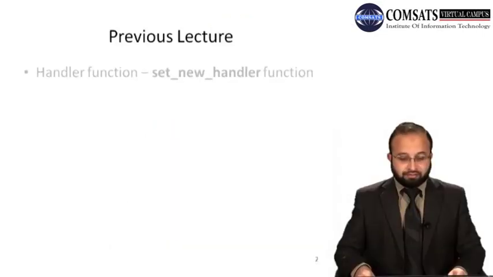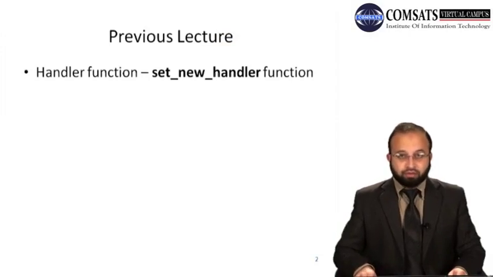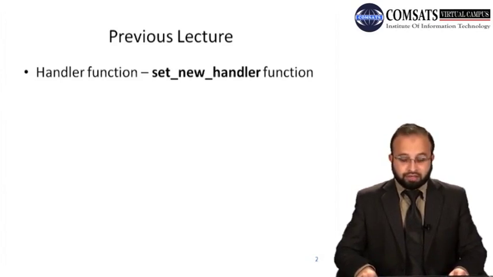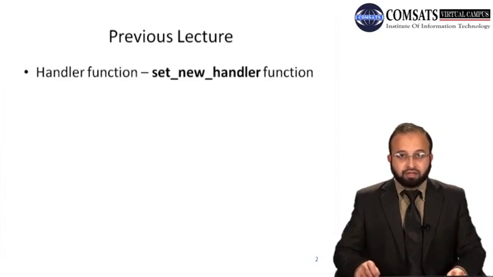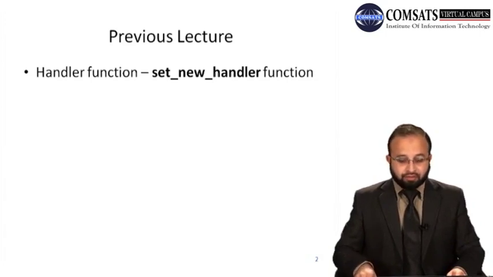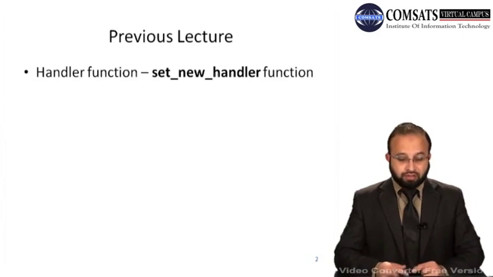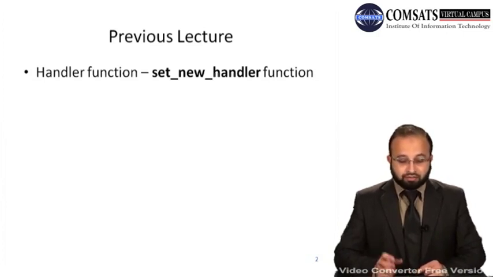In the previous lecture, we have seen a handler function, what a handler function is and how we can register it. To register a handler function, we use a built-in function called set_new_handler. We pass the function pointer of the handler function to it. The handler function will be executed whenever the new operator fails to allocate memory dynamically. Okay? So whenever the new operator fails, it executes the handler function. Why? Because we have already registered a handler function using set_new_handler.